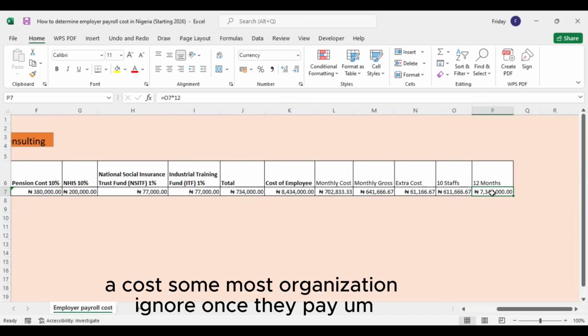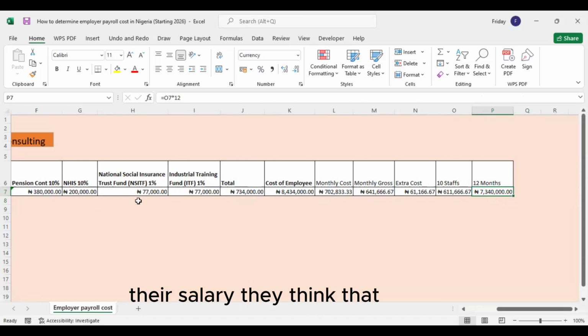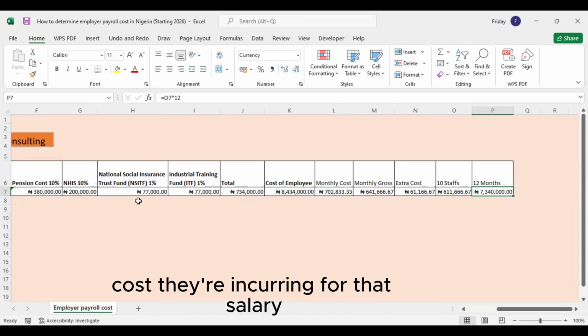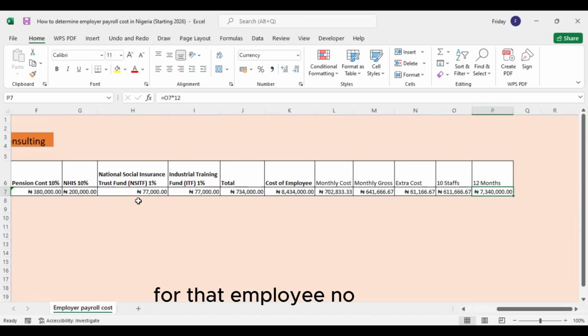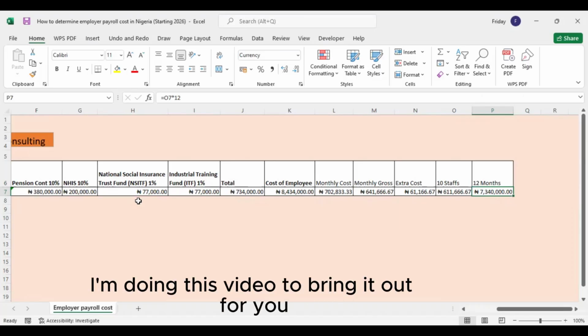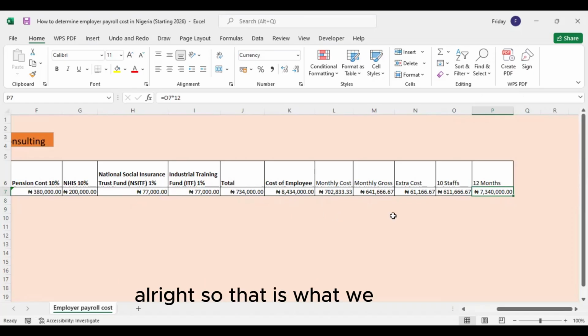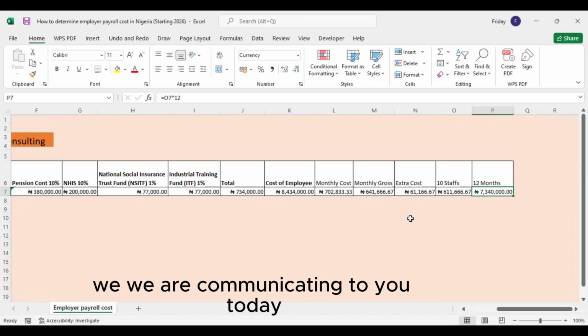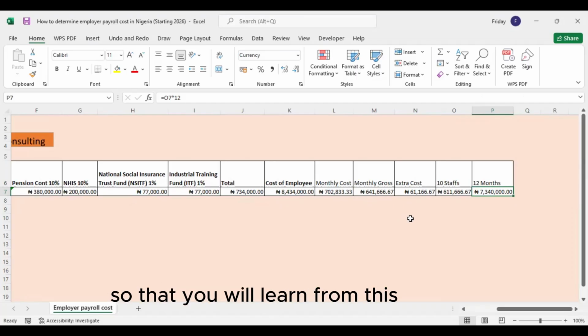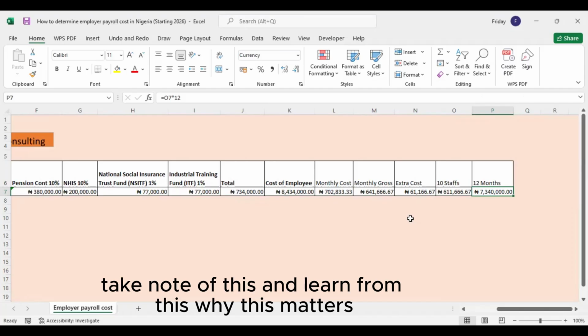And this is the cost most organizations ignore. Once they pay their salary, they think that is the only cost they are incurring for that employee. No, there are hidden costs. And that's why I'm doing this video, to bring it out for you, so that you know it and use it to plan your budgets. That is what we are communicating to you today, so take note of this and learn from this.